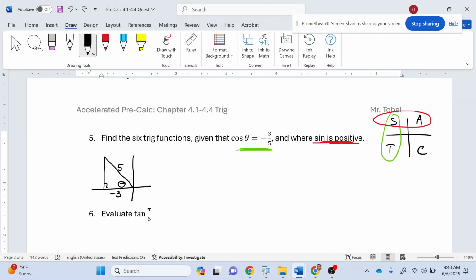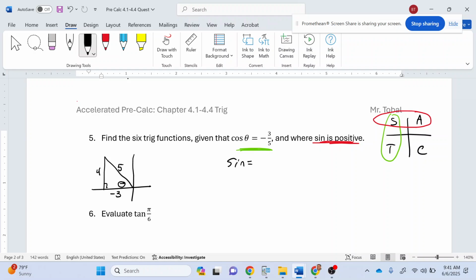Now this is going to be multiple choice. In this one, I need to find the hypotenuse, which is 5. In the multiple choice, I would probably give you a specific one, like I'll say, give me cosecant. Let's say it didn't say where sine is positive. Then you have 2 places where it could be. That's why I have to say sine is positive. Otherwise, you technically have 2 options for everything.